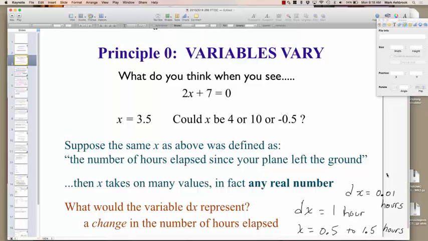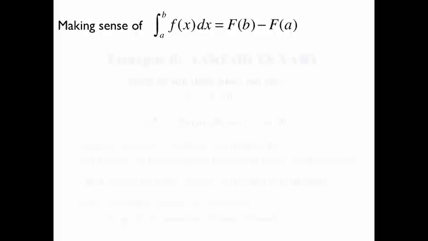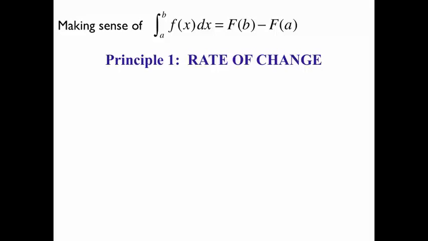Okay, principle 0. You have to see variables as they take on a real-world quantity, and they vary. They vary, and we might isolate a particular value of that variable, but variables vary. Principle number 1. Rate of change. Okay, now we're getting to the meat of it. So we have to have in place this understanding that variables vary. Principle number 1, rate of change.